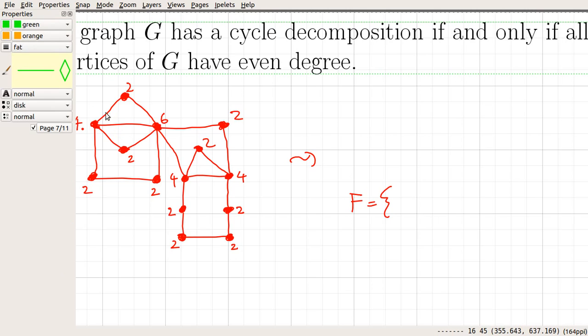Let's consider this cycle first. Okay, so there we have this C5. C5 is this cycle on 5 vertices. And here we have a triangle, so that is another member of this family. So we have this C3. Okay, so let's look into this portion.